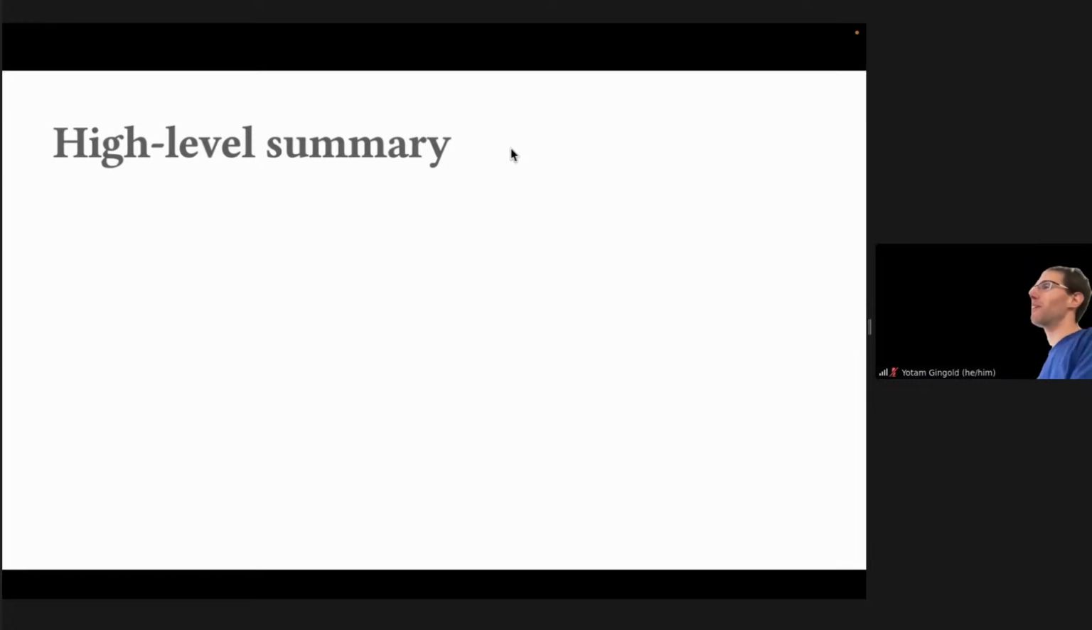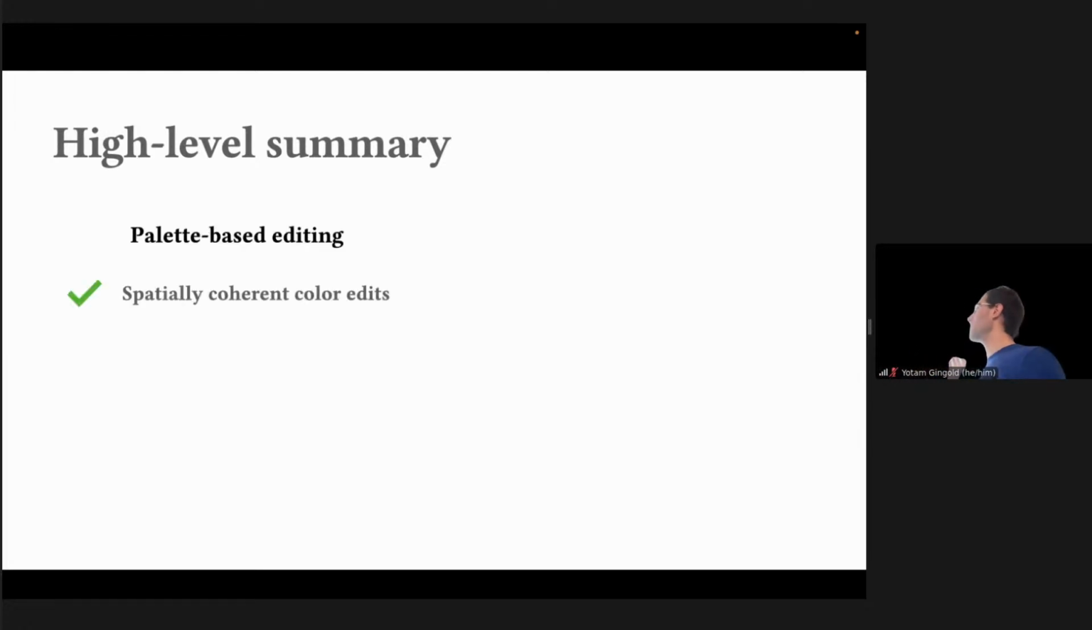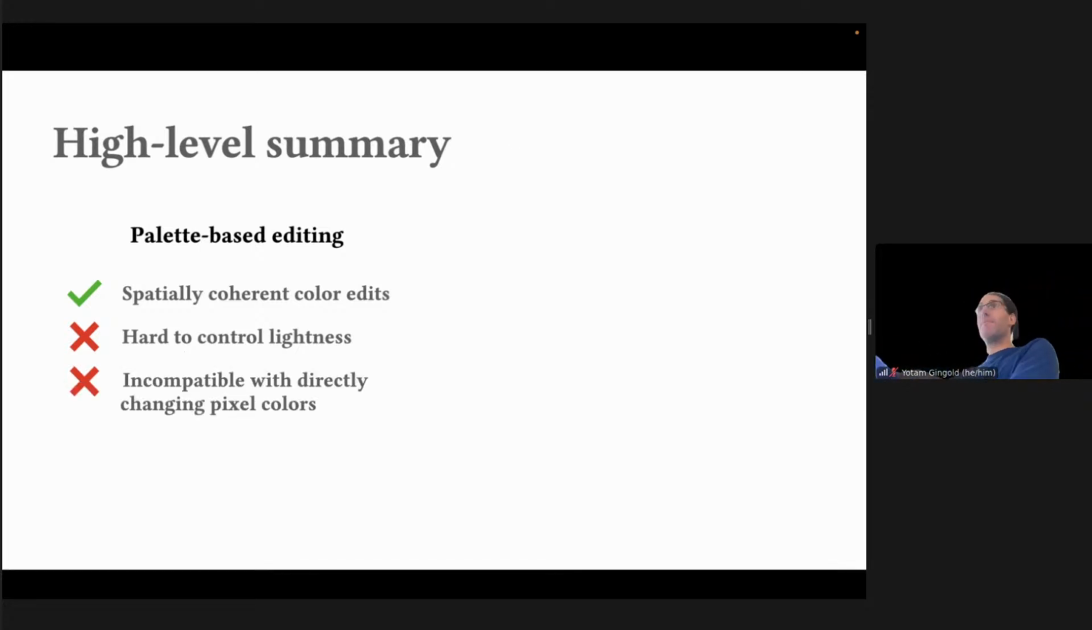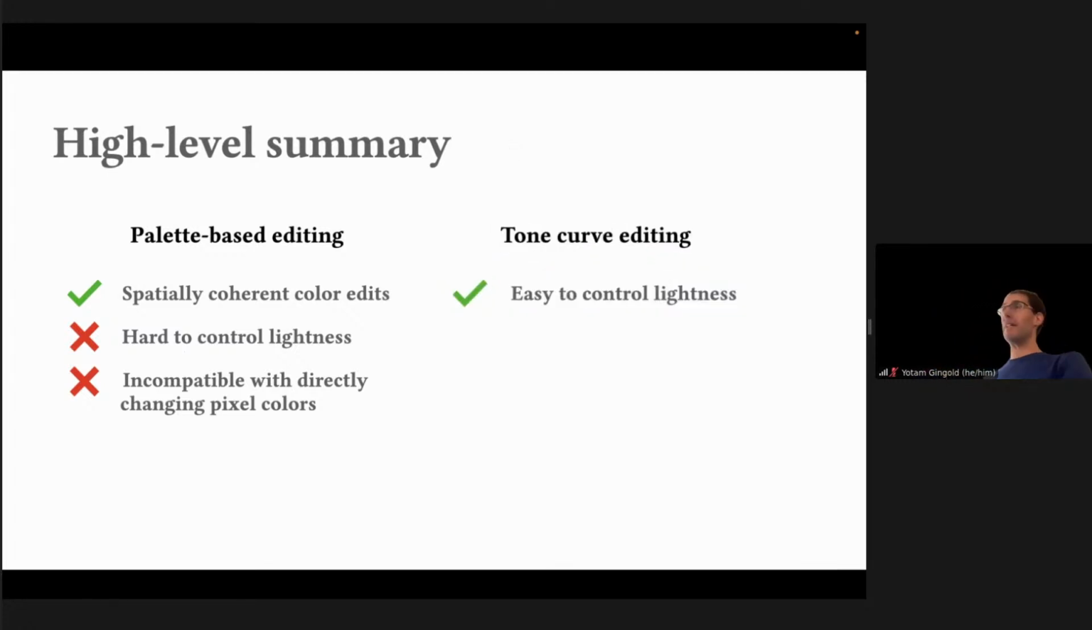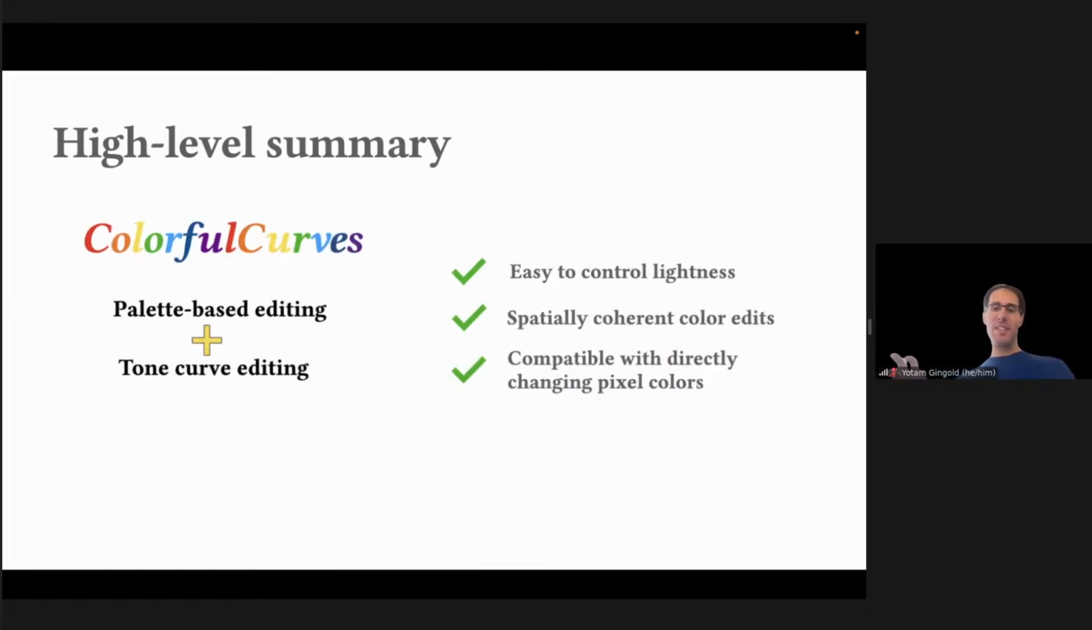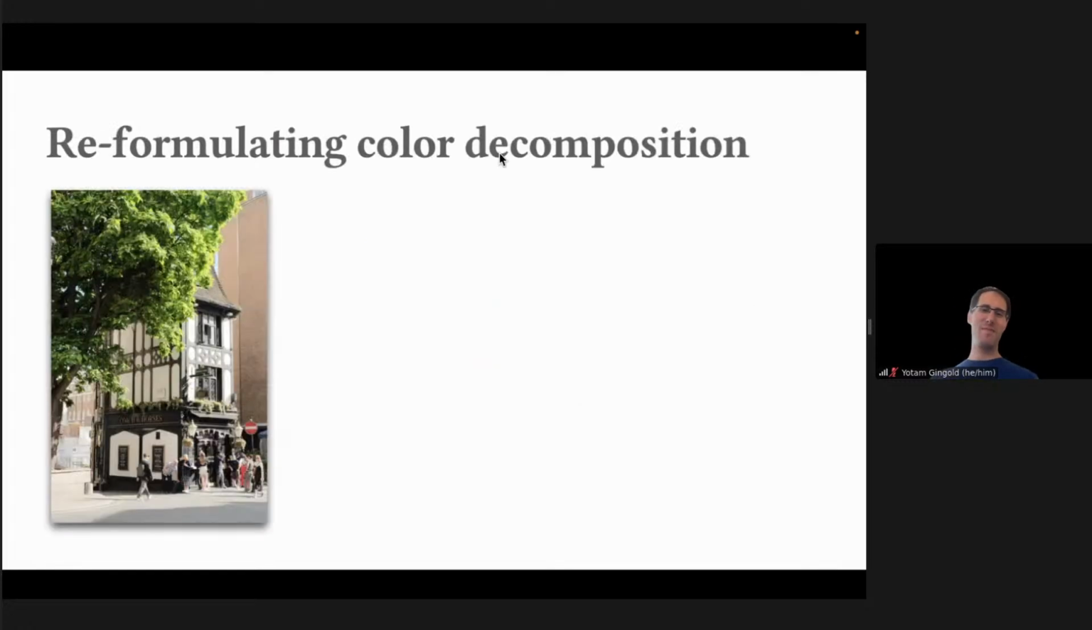So the high-level summary of ColorfulCurves is that with palette-based editing, you get these nice spatially coherent color edits, but it's hard to control lightness, and it's incompatible with just directly changing a pixel color. On the other hand, tone curve editing makes it easy to control lightness, but you need to manually mask your image in a very tedious way. So if we take these features that we like and put them together, we get ColorfulCurves.